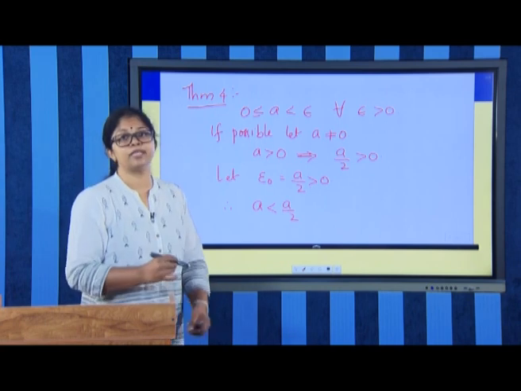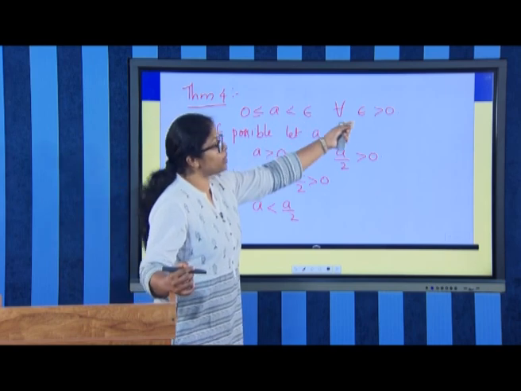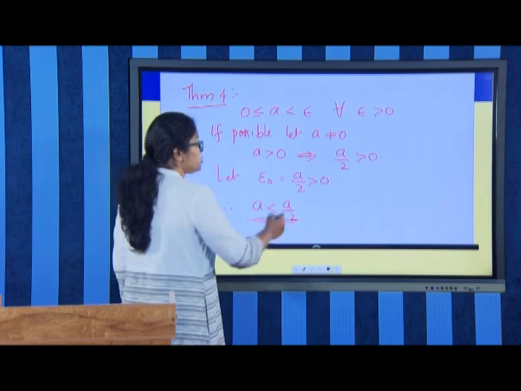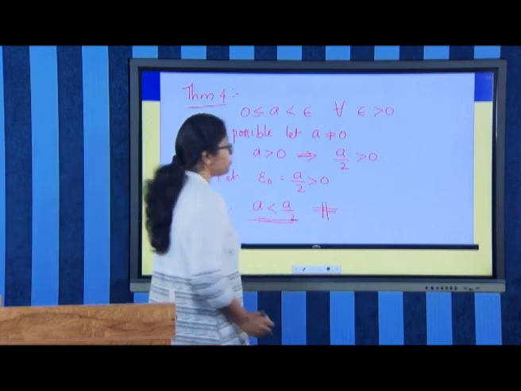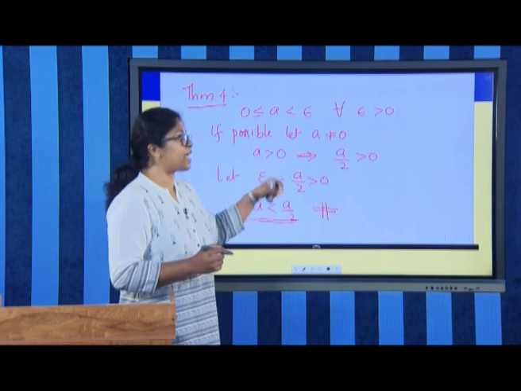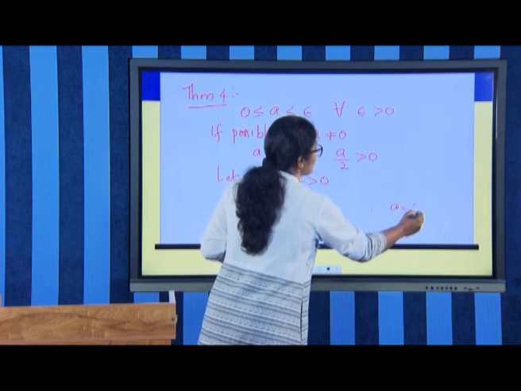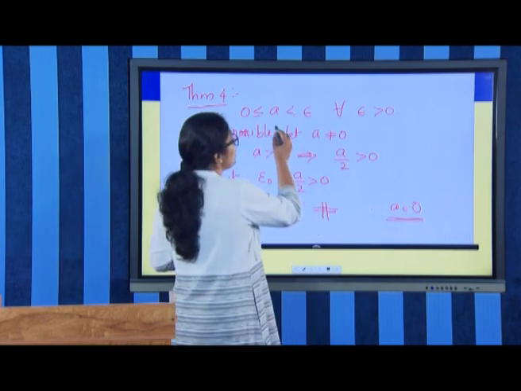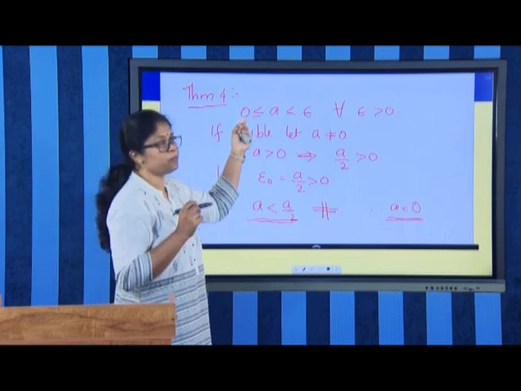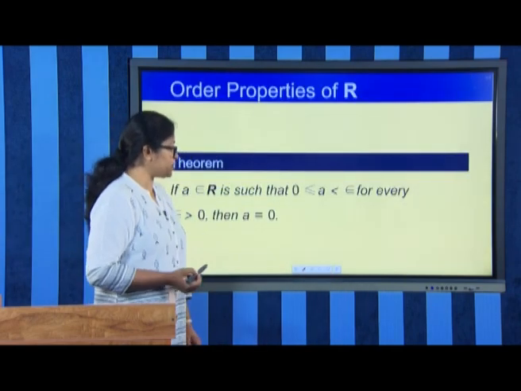Or A is less than epsilon naught, because we are given a condition 0 less than or equal to A less than epsilon for every epsilon greater than 0. But then we will have A less than A by 2, which is a contradiction. Therefore, we cannot have A greater than 0. So, that forces A to be equal to 0 only, because A cannot be greater than 0 and A cannot be less than 0 as well, because this condition holds. So, it forces A to be equal to 0. So, that is the proof of this result.